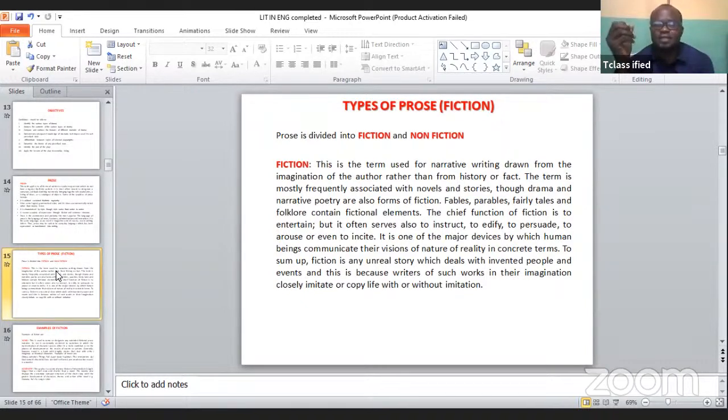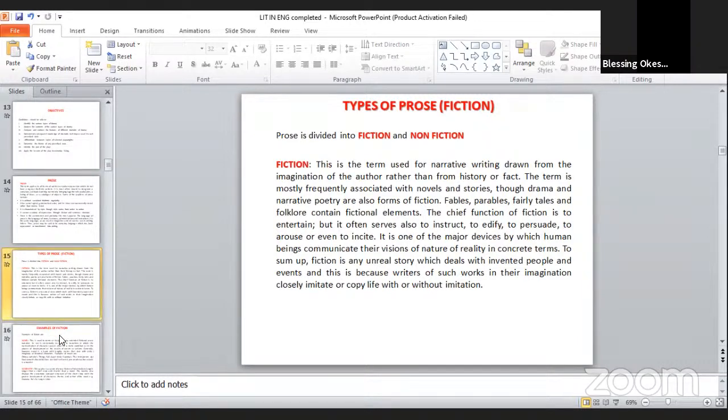But it often serves also to instruct or to edify or to persuade people or to arouse or even to incite. So people write all this to entertain you, make you feel happy when you're reading the novels. It's one of the major devices by which human beings communicate their visions of nature and reality in concrete terms. To sum it up, fiction is any unreal story. So fictions are unreal. Any unreal story which deals with invented people and events, and this is because writers of such work in their imagination closely imitate or copy what happens in life.